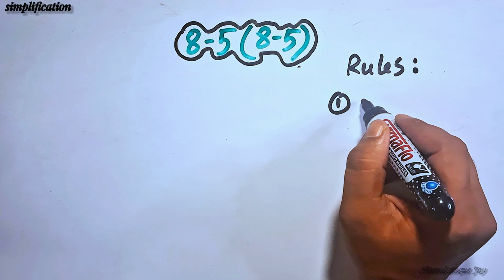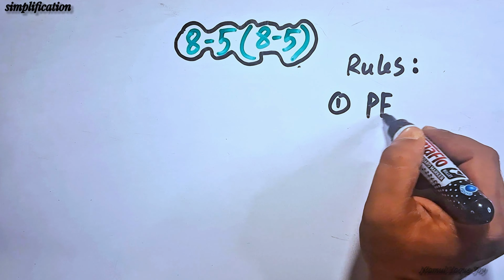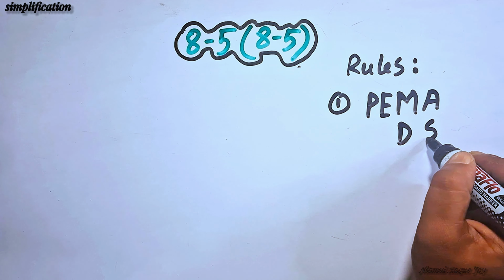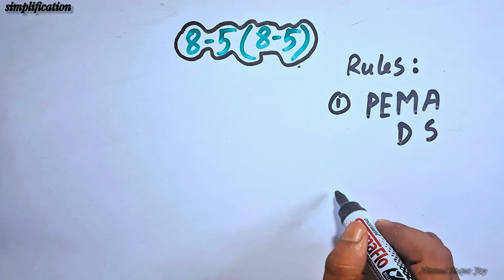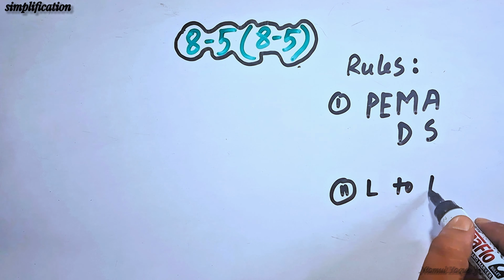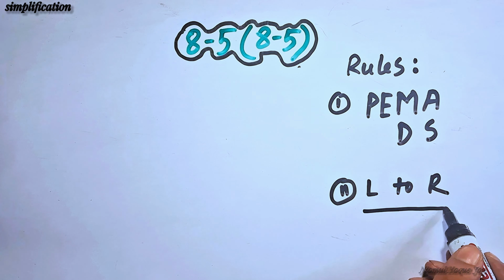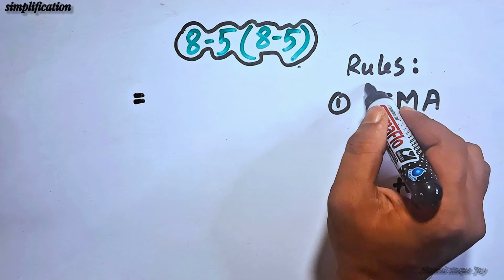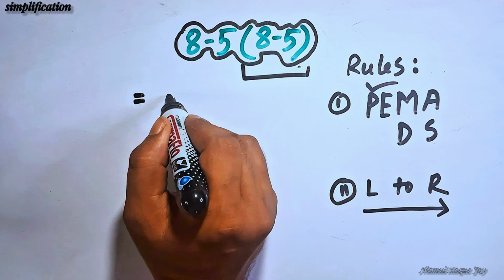The rule you have to follow to solve this question is the PEMDAS rule. In this PEMDAS rule, multiplication and division have the same priority. Addition and subtraction also have the same priority. You have to follow another rule, the left to right rule of the expression. It means whichever comes first, you have to do first.